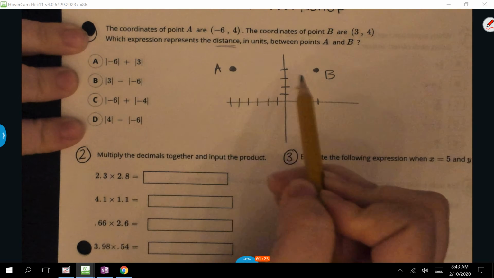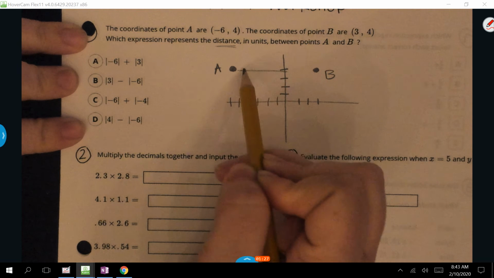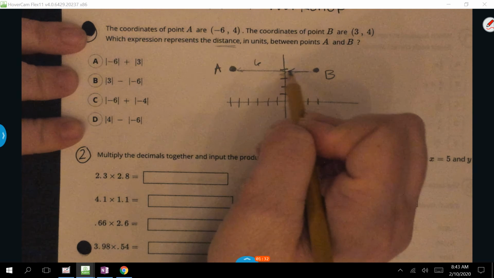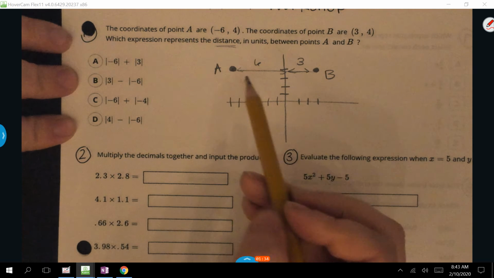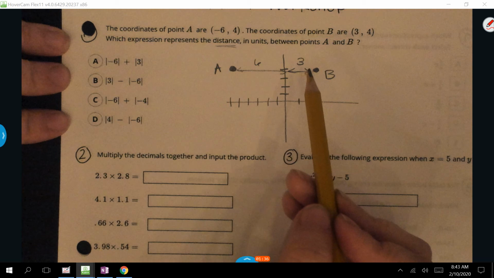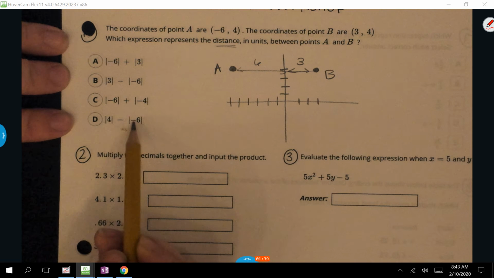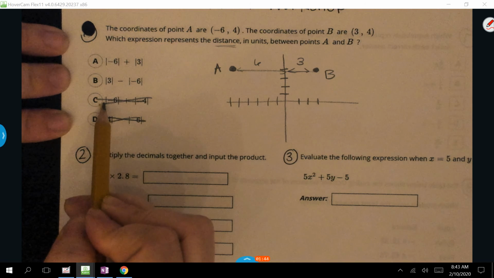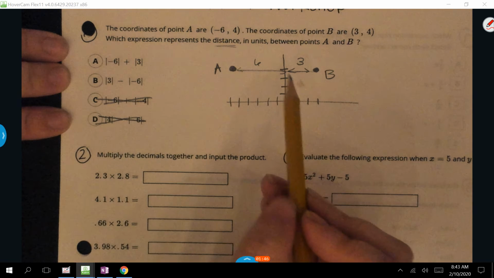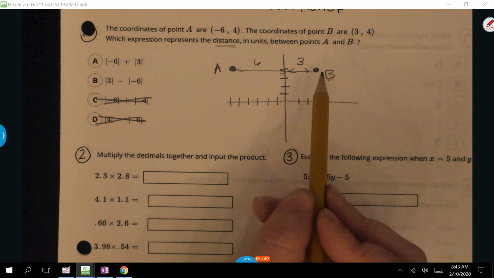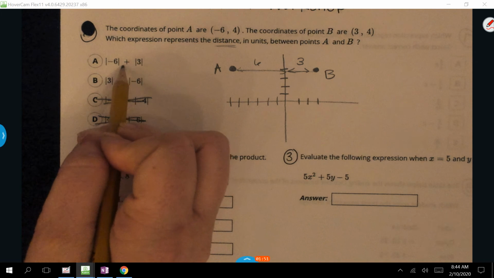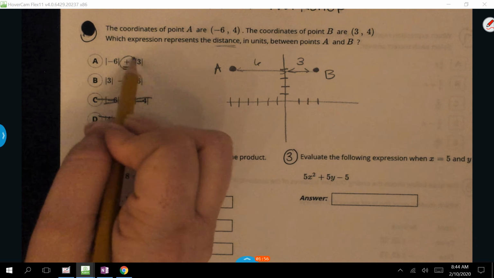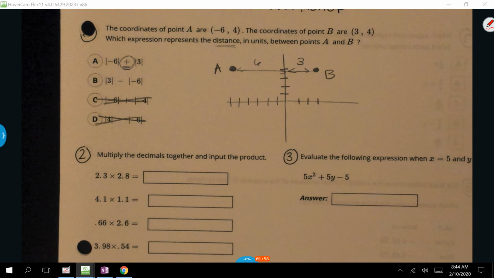First of all, guys, how far is A from that line? 6, okay. How far is B from that line? 3. So I have 6 and 3, right? Am I talking about 6 and 4? No. These are both 6 and 3. What would I be doing with 6 and 3 to figure out how far apart they are? I would be adding them. Isn't that what that says? So what do you think my answer choice is?